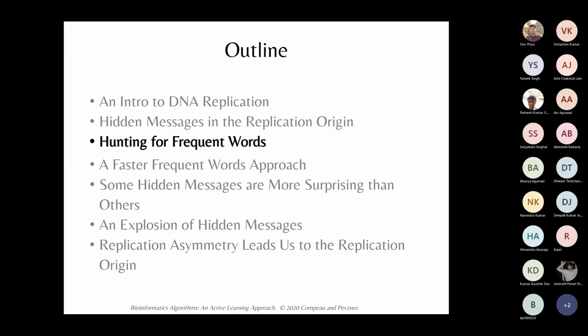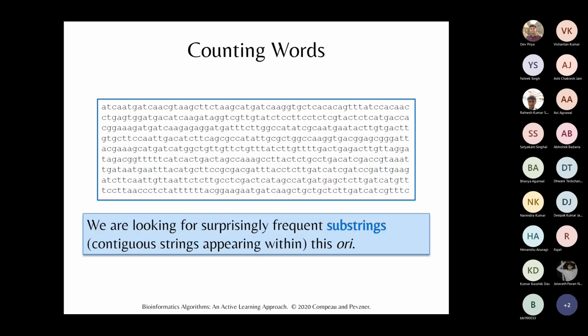So now the question can be formalized from finding a hidden message to the nature of those hidden messages. I'm going to talk to you about the nature of those hidden messages by looking at the same Vibrio cholerae 500 base pair origin of replication region, looking at words which have surprisingly high frequency. Whenever you have a long input string, any part of this string which is smaller in length than the original string is called a substring. So we are essentially looking for surprisingly frequent substrings.